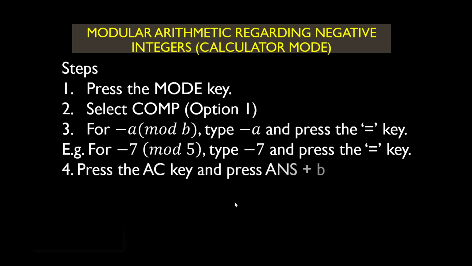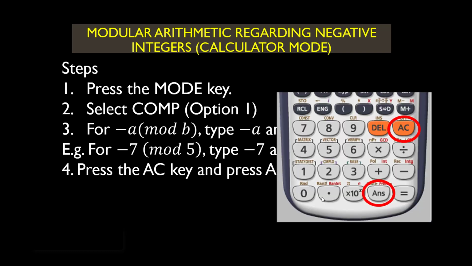And then of course, press the AC key and press the answer key. Then plus whatever the modulus is. In this case, you type 5. Of course, this is the answer key and this is the AC key. AC stands for all clear.